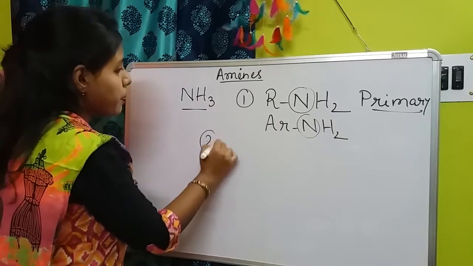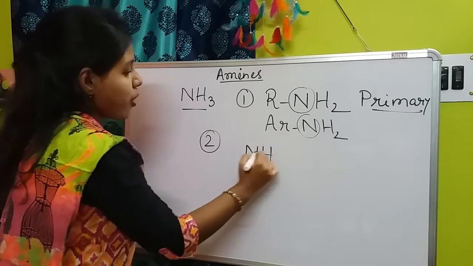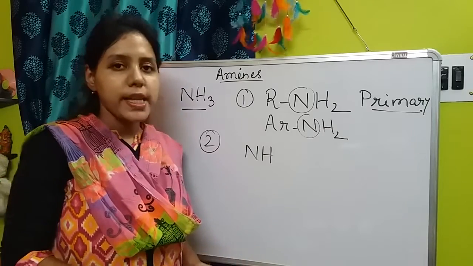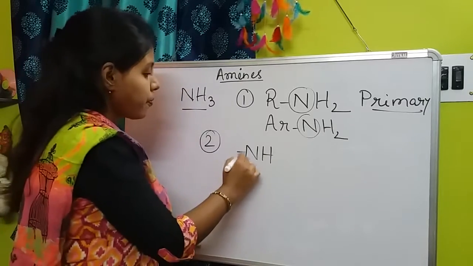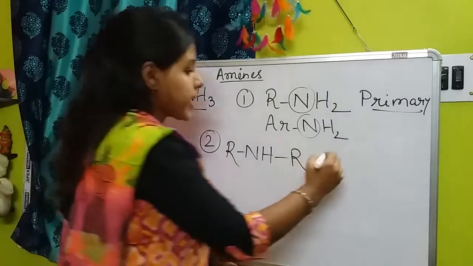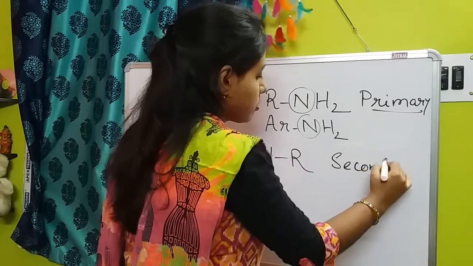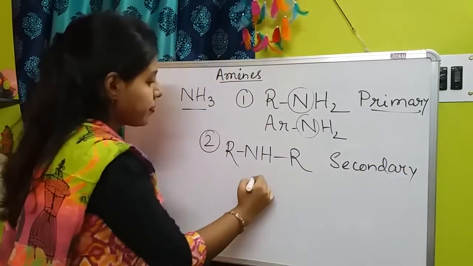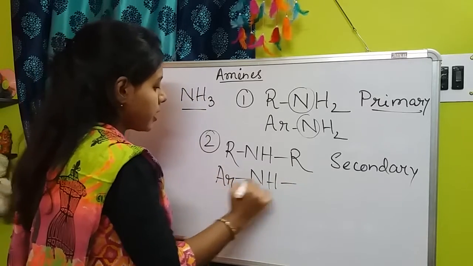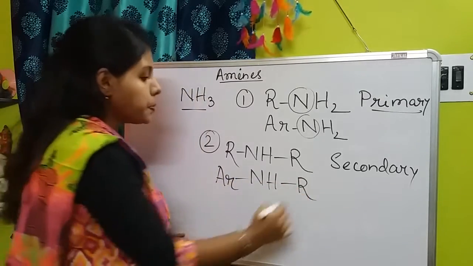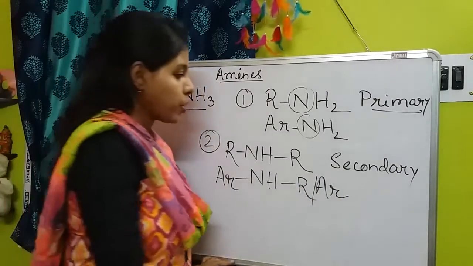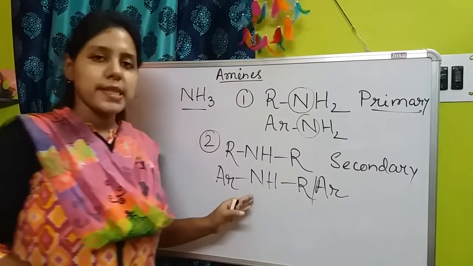Next one, number 2. Whenever the nitrogen is attached with two alkyl groups or aryl groups, this is the example of secondary amine. On both sides there could be aryl groups, or an alkyl group as well as an aryl group could be present also. So these all are secondary.